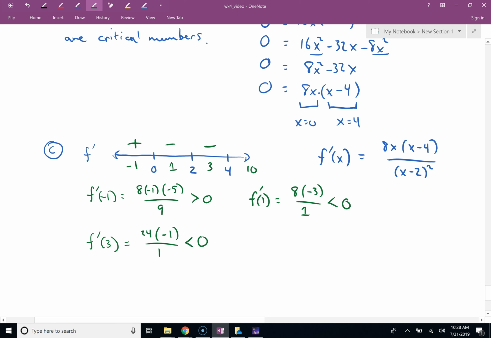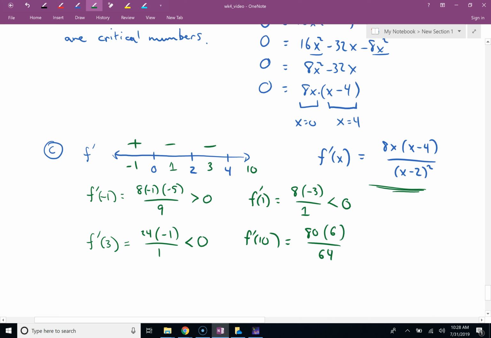And then finally, I chose 10, right, as a bit of a silly one, and I invited you to go ahead and choose something a little bit more natural, like 5 or maybe 6 if you prefer. But I went ahead and chose 10. And so if I plug that into my derivative equation, again, thinking back here, 8 times 10, that's going to be 80. Times 10 minus 4, that's going to be 6. And divided by 10 minus 2, that's going to be 8 squared. So it's going to be 64.